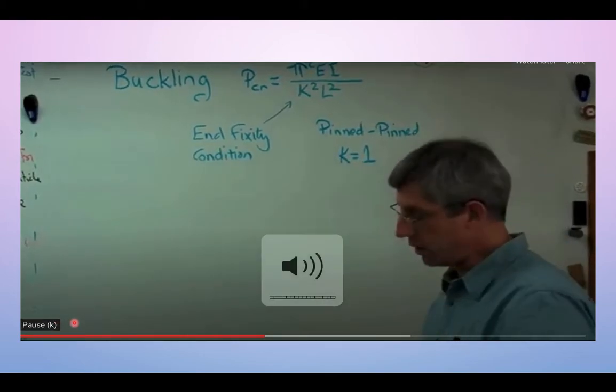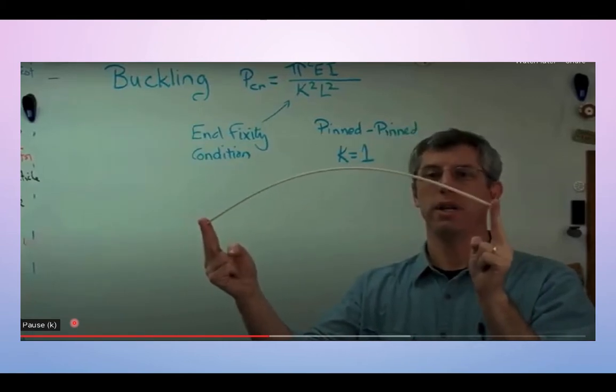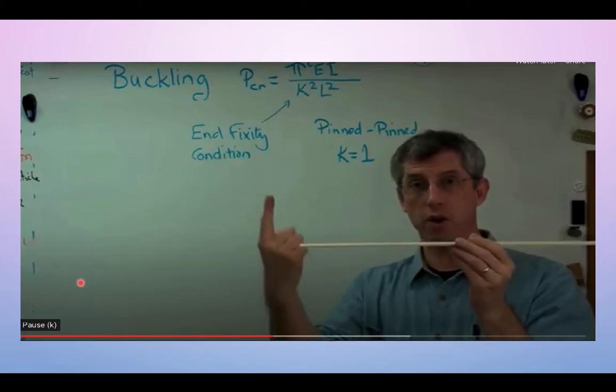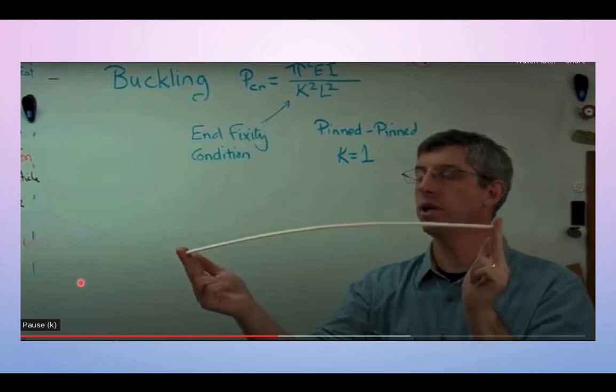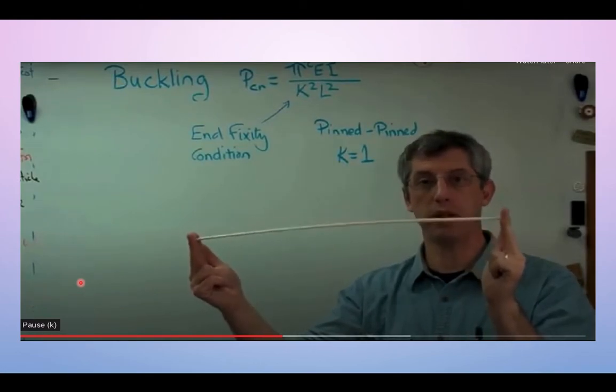That's the nominal condition. So this is pinned. This means that if I push and cause buckling, the ends have not translated. There's no motion this way, but there is rotation. The ends are allowed to rotate as if they've been pinned. So that's a pin-pin boundary condition.